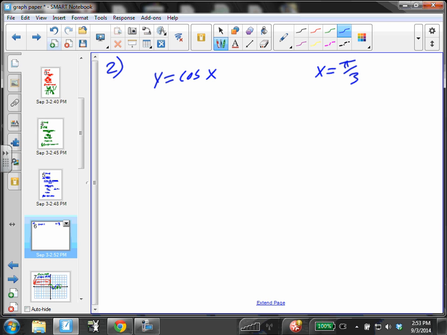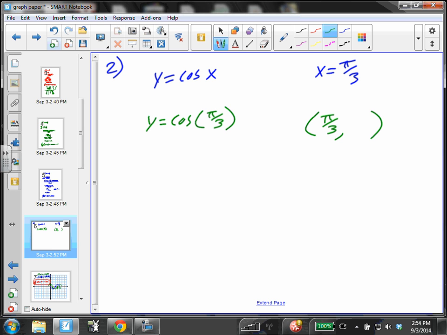Remember, when we're looking for the equation of a line, we need two things. We need a point and we need a slope. So the first thing I want to do is get a point. We know our x value for the point is going to be pi over 3. But how do I get a y value? Just plug it into this equation. So y is equal to the cosine of pi over 3. When I get this answer, it will be equal to a y value. Now, what is the cosine of pi over 3?